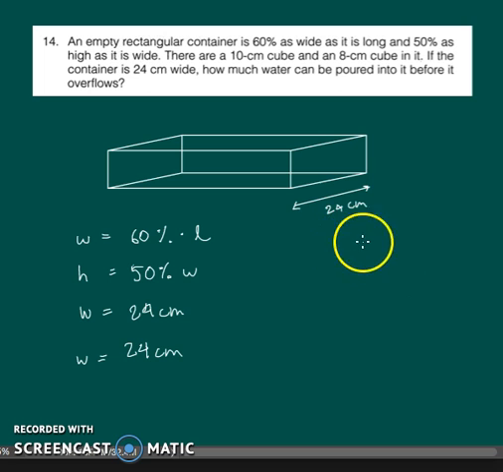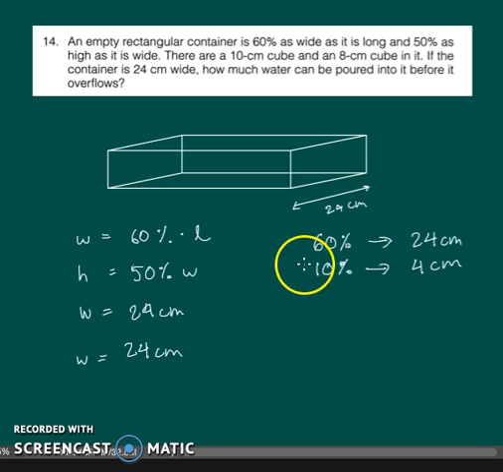And I also know that 60% of the length is the width. So 60% of the length is 24 centimeters, which is our width. And I'm going to divide by 6 on both sides, so I'll get 10% is 24 divided by 6, so 4 centimeters. And in order to get 100% of the length, I will multiply both sides by 10. So 100% of the length is 40 centimeters. So the length is 40 centimeters. Great.